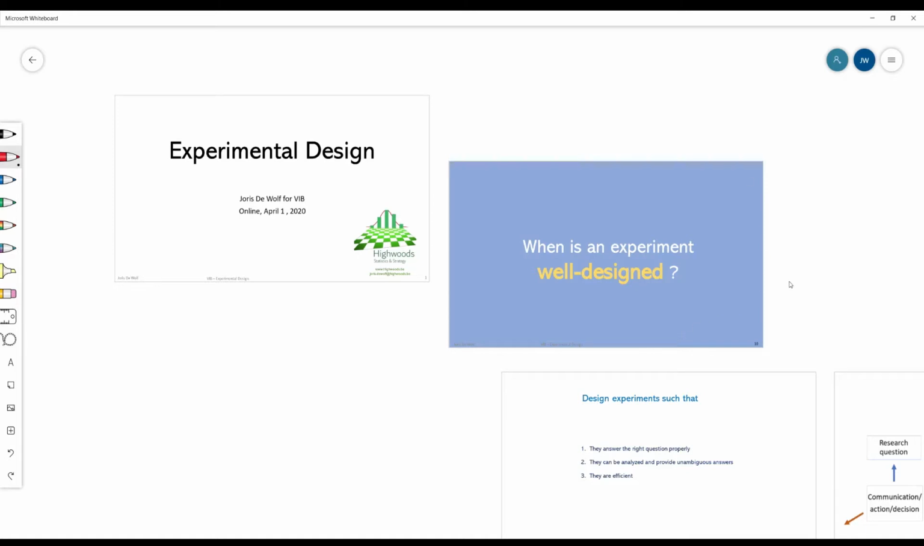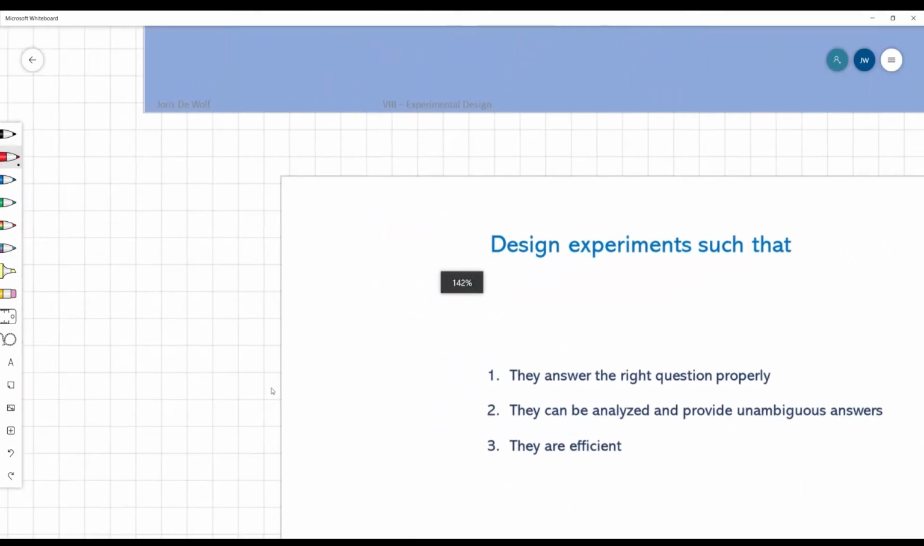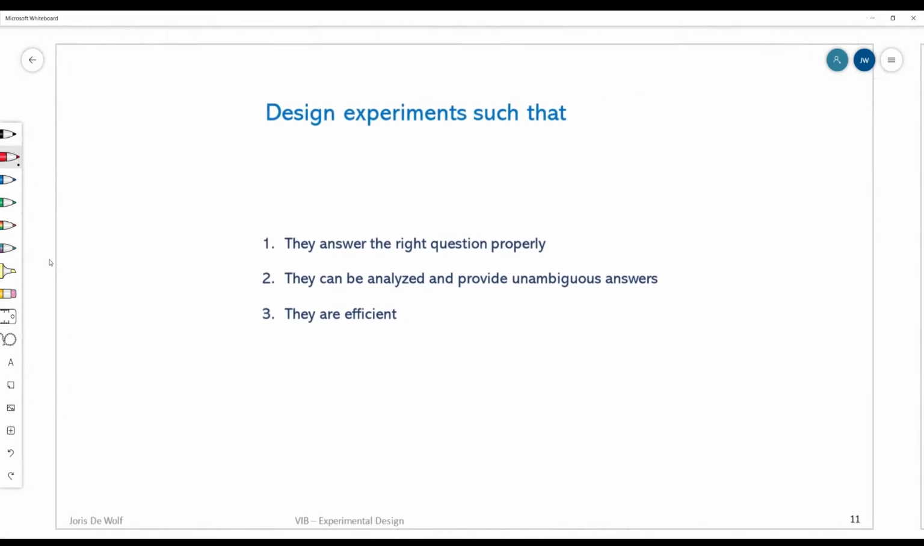And we started with the question, if we want to design a good experiment, what are actually the properties of a good design? And then I came up with three important characteristics. One, a good experiment is one that answers the right question properly, and both the right question and properly are of importance. Two, the experiment should be analyzable, of course. The data coming from them should be analyzable, and the analysis should provide you an unambiguous answer. You should be clear about the question that you asked before you started the experiment. You should have a clear answer to that.